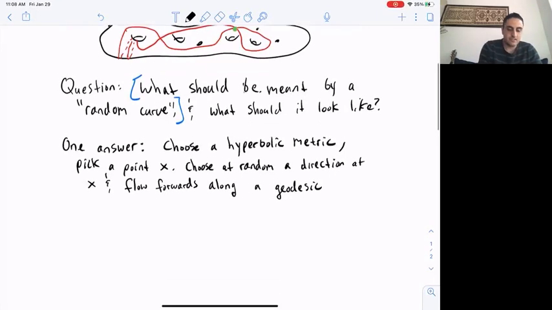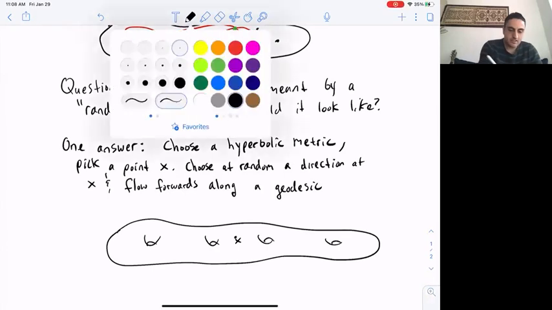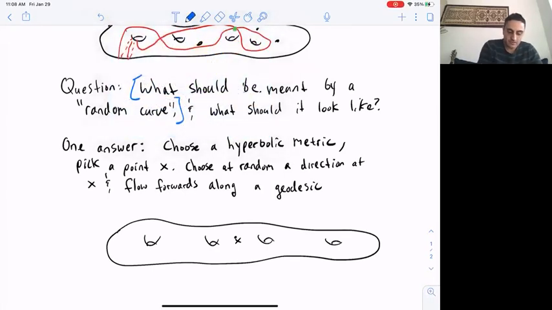And so if I do this, here's just another copy of the surface down here. Okay. Here's my point x. So now I've chosen a direction, and now I flow in time forwards using the geodesic flow, and I get some kind of complicated object. I'll cross over myself probably lots, and I come over here and I do other stuff. Who knows what you do?